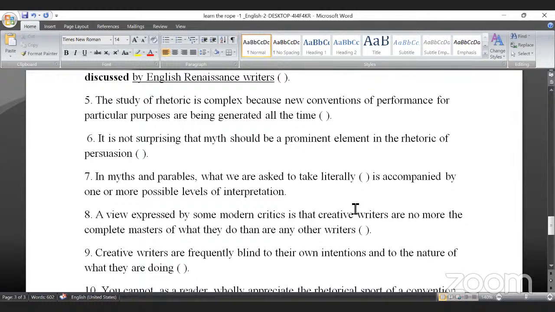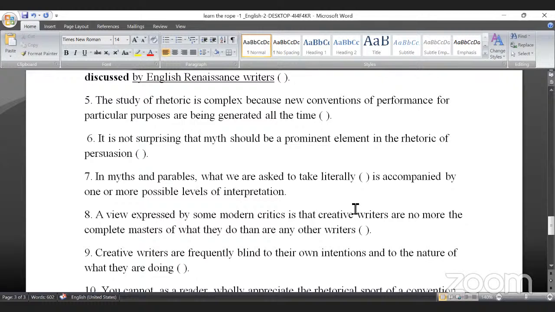If you join the professional writing sessions we do at a later period of time, we particularly discuss this kind of construction under style. But this is a very common kind of sentence construction in academic prose and other kinds of professional writing also. It is not surprising that myth should be a prominent element in the rhetoric of persuasion.